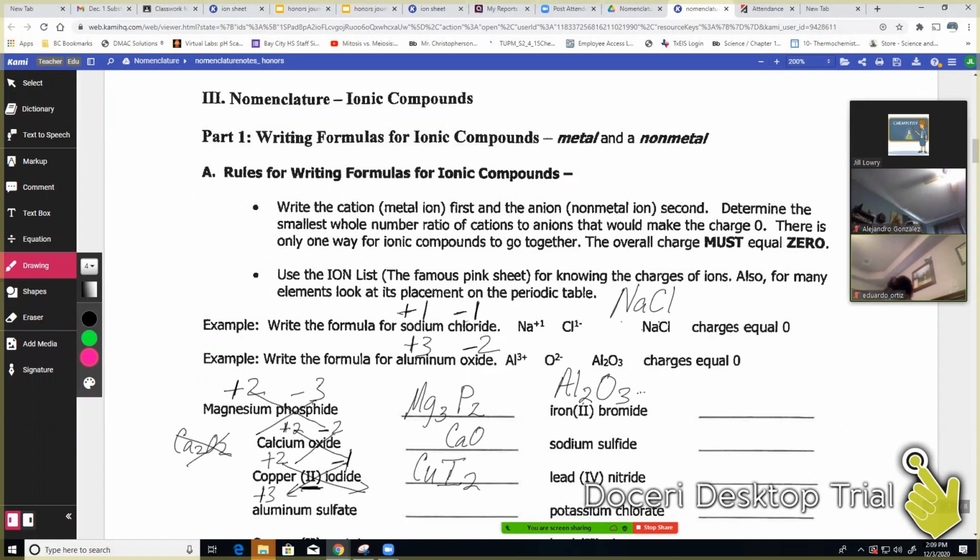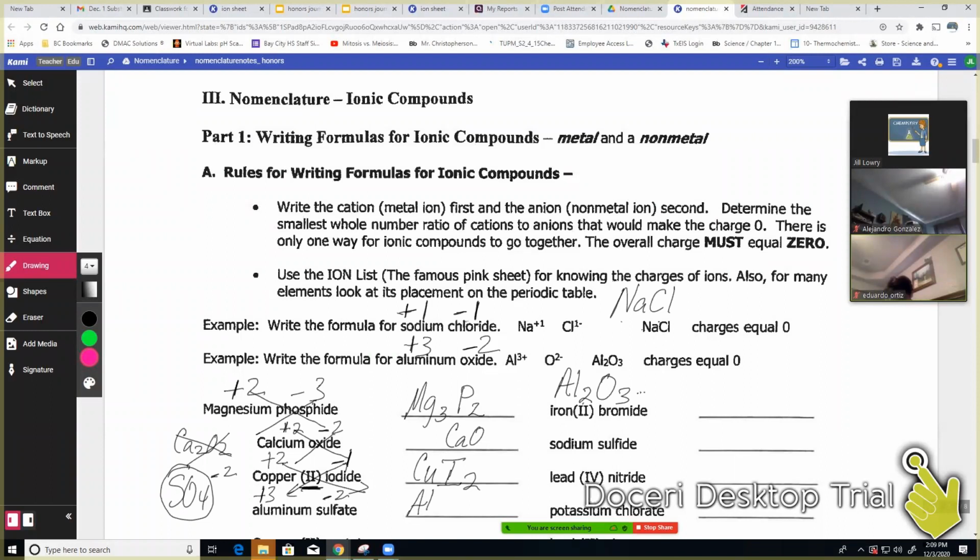So sulfate, if you look where your -1 charges are on your ion sheet, see that sulfate is the second to the last. It's like this. So all of this is sulfate. So it has a -2. So again, we're going to be dealing with that 6.